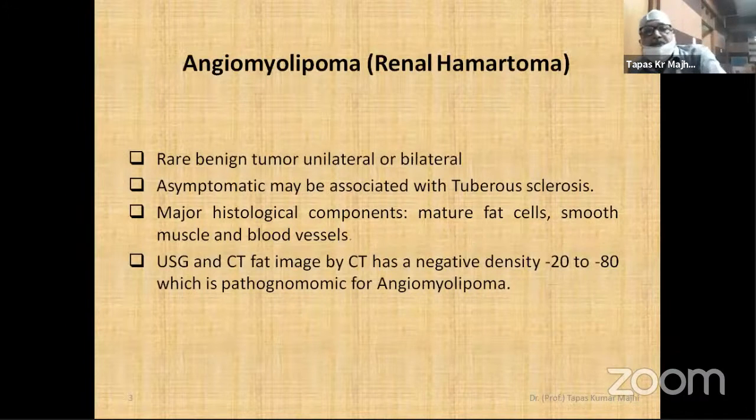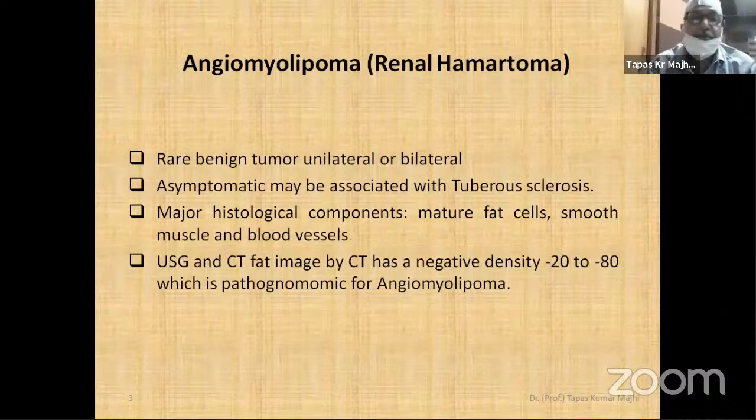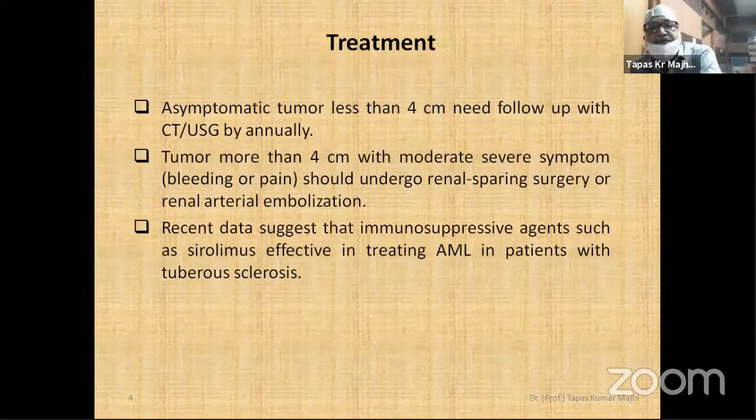Another important benign tumor, though rare but clinically significant, may be unilateral or bilateral, asymptomatic, and may be associated with tuberous sclerosis. Major histological components are mature fat cells, smooth muscle, and blood vessels. On USG and CT scan, a negative density of minus 20 to 80 Hounsfield units is pathognomonic of angiomyolipoma. Asymptomatic tumor less than 4 centimeters needs follow-up with CT or USG biannually.